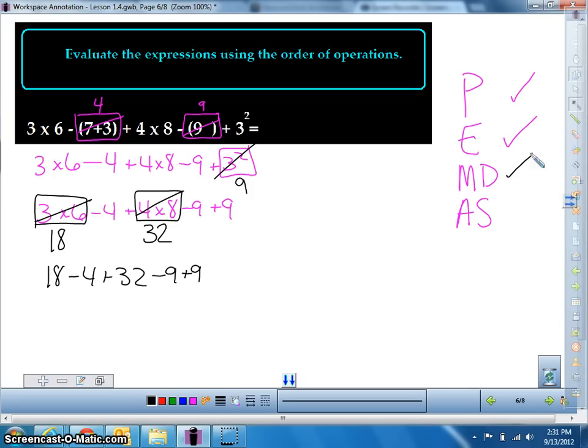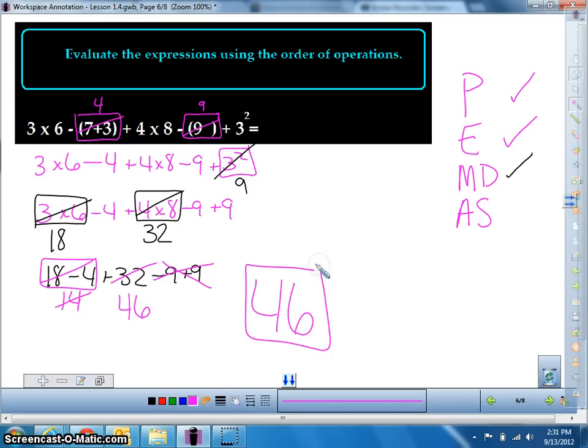And now I'm just going to add and subtract from left to right. So 18 minus 4 is 14. So now I have 14 plus 32. When I add those two together, I get 46. 46 minus 9 would be 37 plus 9 would get me back to 46. So my answer to this, when I evaluate these, we're using order of operations, is 46.